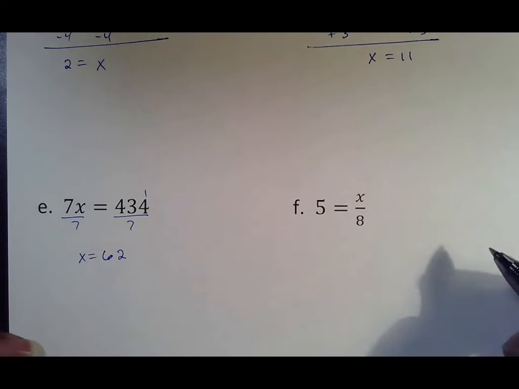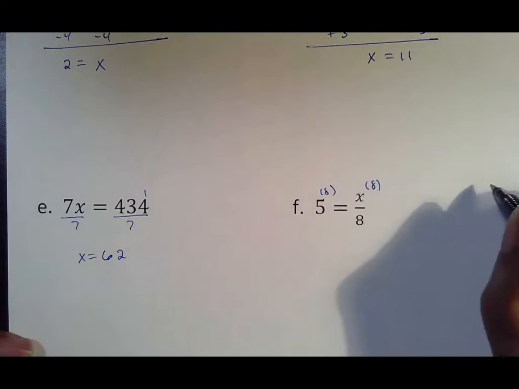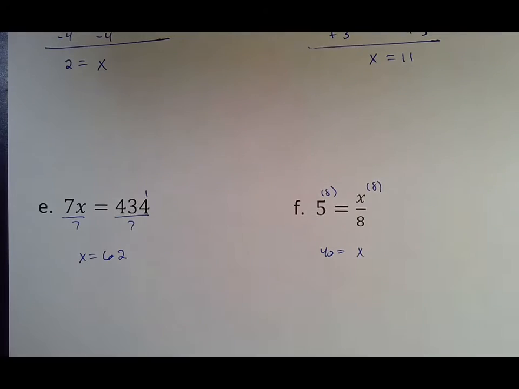We then have 5 equals x divided by 8. Remember that that's x divided by 8, so we think multiplication. 8 times 5 is 40. 8's go away. X comes down, and that is all.